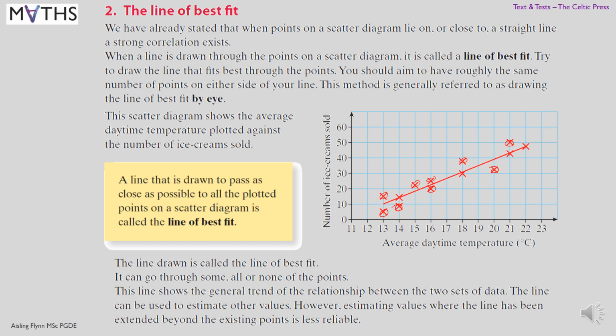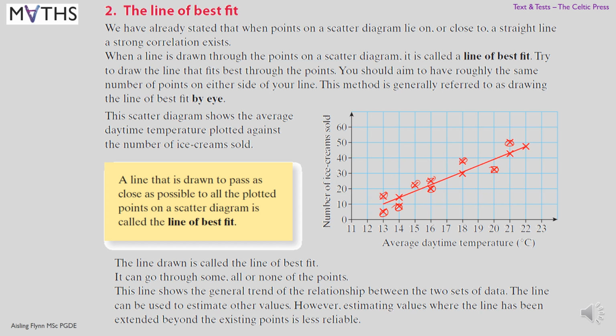So that's a good approximation. Okay. The scatter diagram here shows the average daytime temperature plotted against number of ice creams sold. A line that is drawn to pass as close as possible to all the plotted points on a scatter diagram is called the line of best fit.